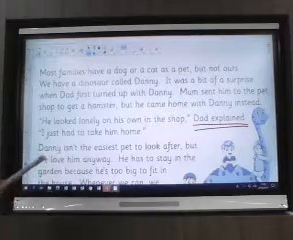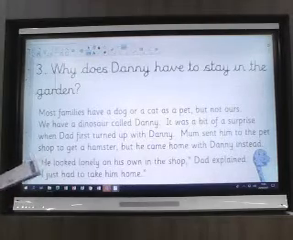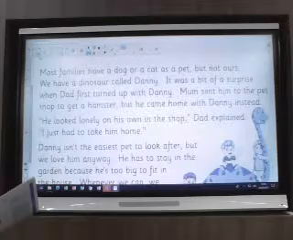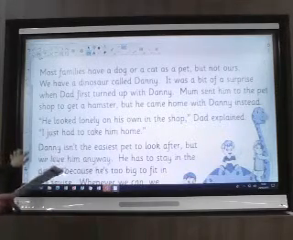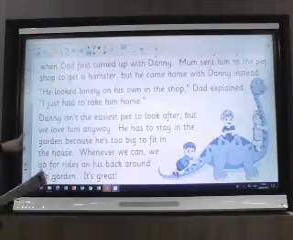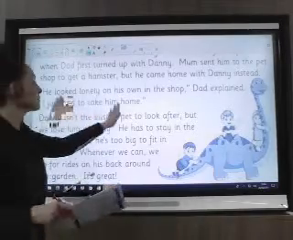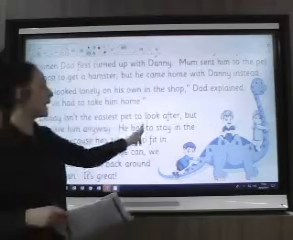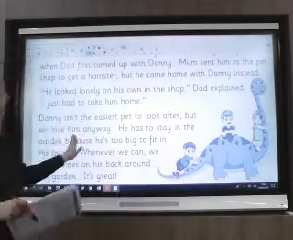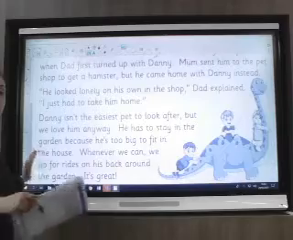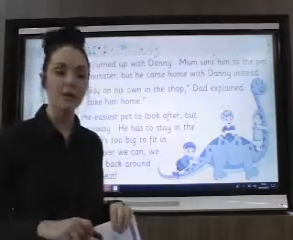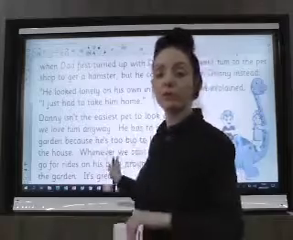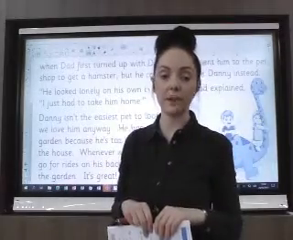And then question 3 is, why does Danny have to stay in the garden? You have a look in the last part of the last little paragraph. It says here, Danny isn't the easiest pet to look after, but we love him anyway. He has to stay in the garden because, and then it carries on to tell you why he has to stay in the garden. So you can use that. That's a retrieval question. You can find that and use it in your answer.